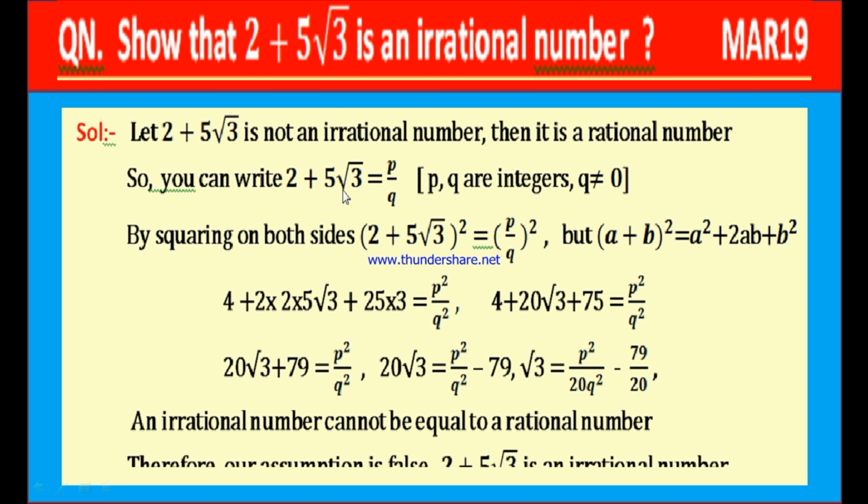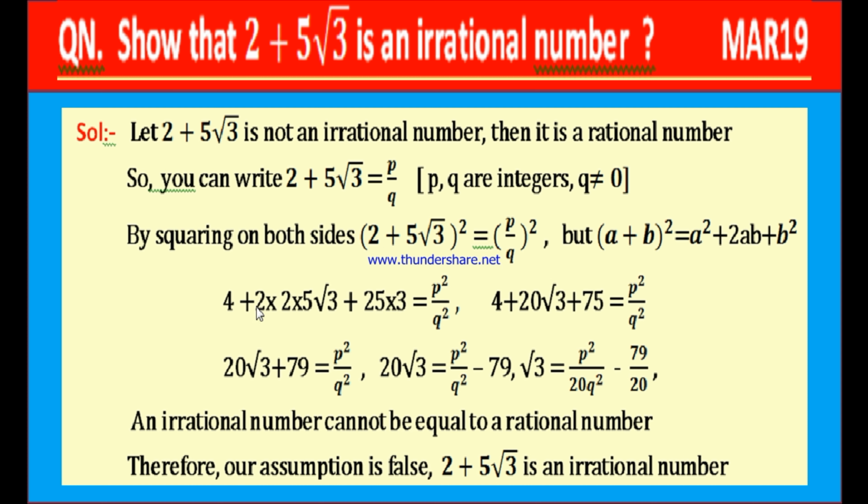Now, as you find a square root, let us square on both sides in order to remove this. By squaring on both sides, LHS whole square is equal to RHS whole square. Now, LHS is in the form of a plus b whole square. The formula is a square plus 2ab plus b square. A square means 2 square is 4, plus 2ab means 2 into 5 root 3, plus b square means 5 root 3 whole square. 5 square is 25 and root 3 whole square is 3. This is equal to p by q whole square, which is p square by q square.